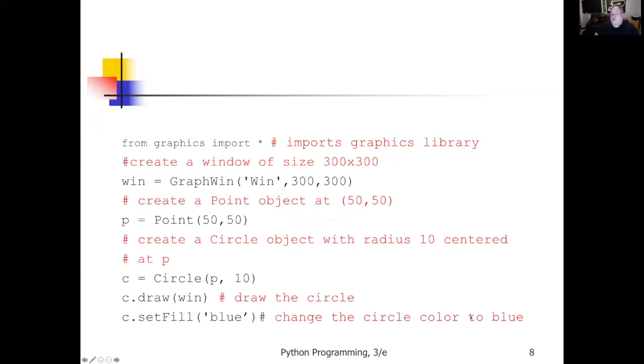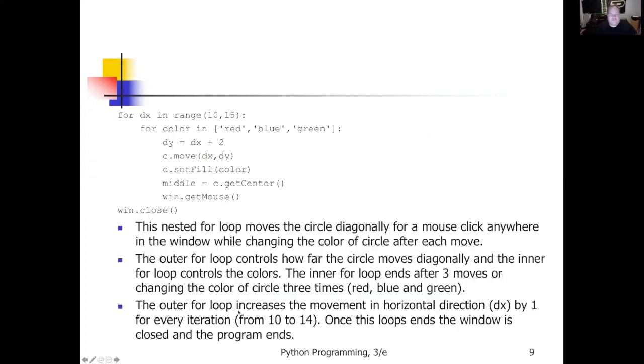By default, by the way, the circle's fill color is white and its outline color is black, and you can change all of those things. You can set the fill color to black, you can set it obviously to blue, red, green, and we just use regular words in quotes for the fill colors.